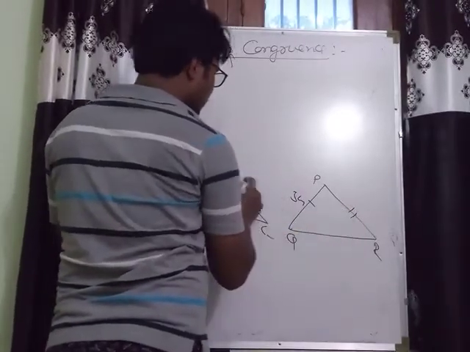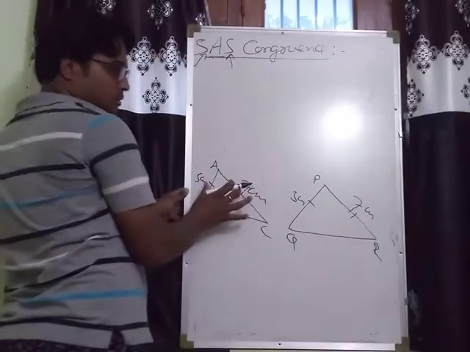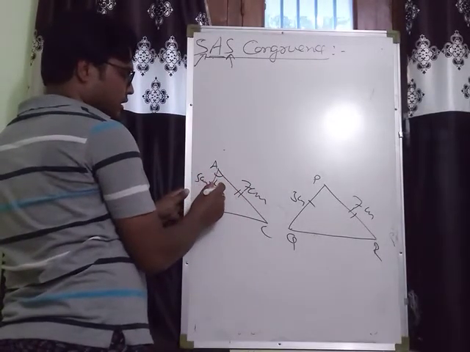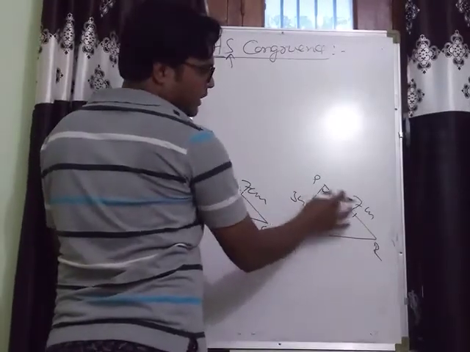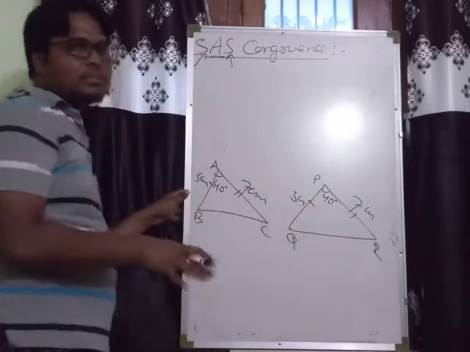This side is equal to this one, 7 centimeter, this is also 7 centimeter, and the angle included between these two sides, that is 40 degree, and here also, the angle included between these two sides is 40 degree. Then these two triangles will be congruent.